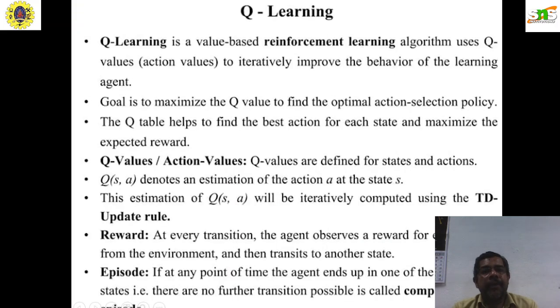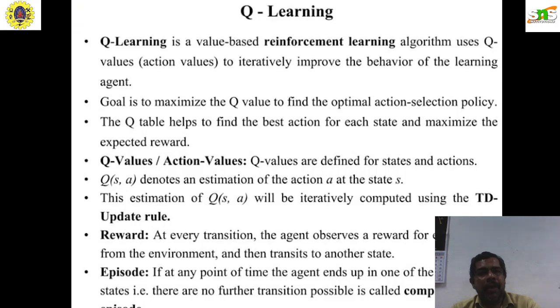Now we have to continue to see the next parameter, which is called Q learning. Q learning is one value-based reinforcement learning algorithm. Here, some other parameters have been added to the previous episodes. So what we learned, now let us see continually what other parameters have been included in Q learning.